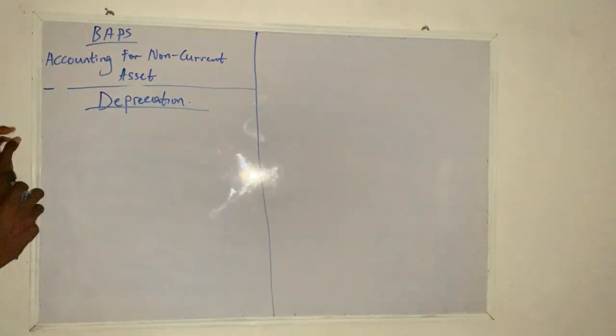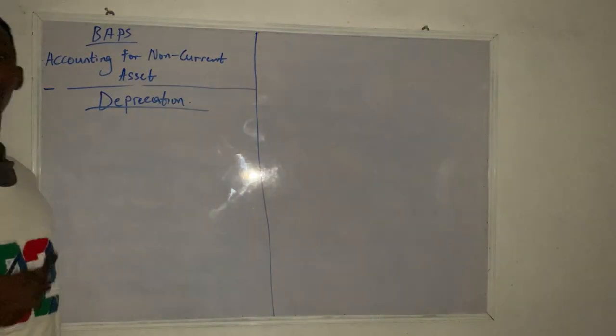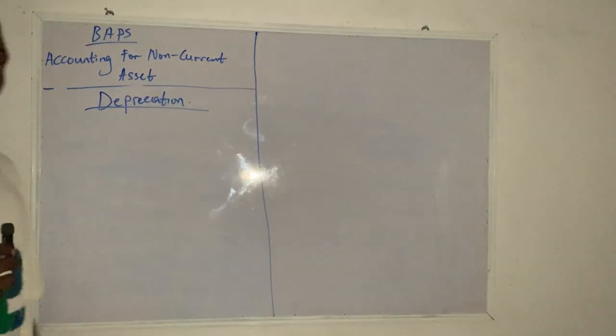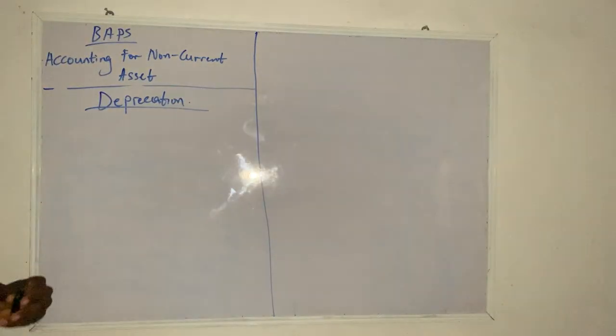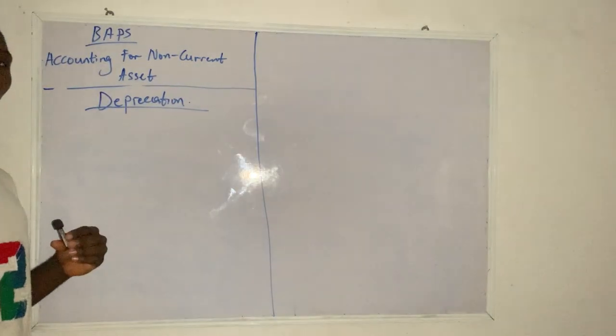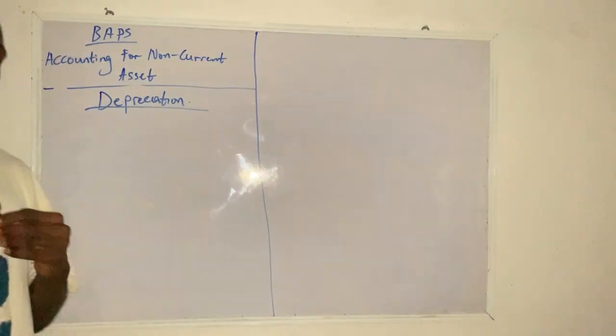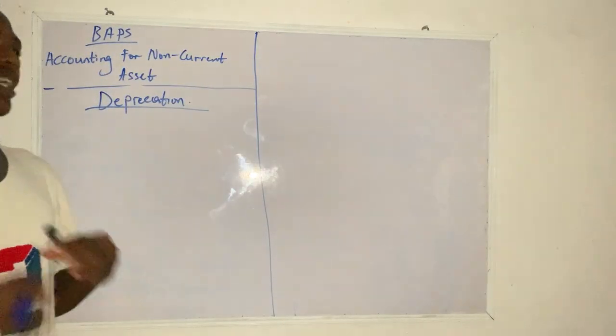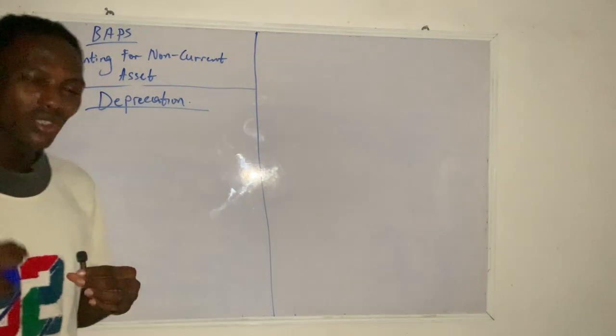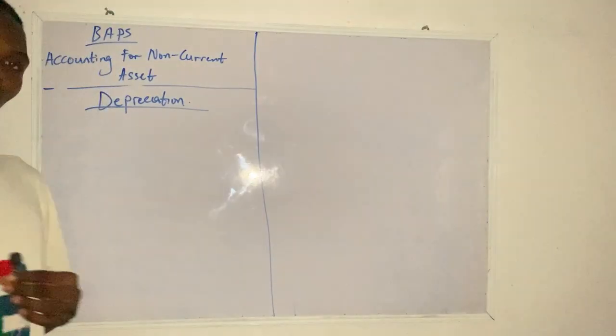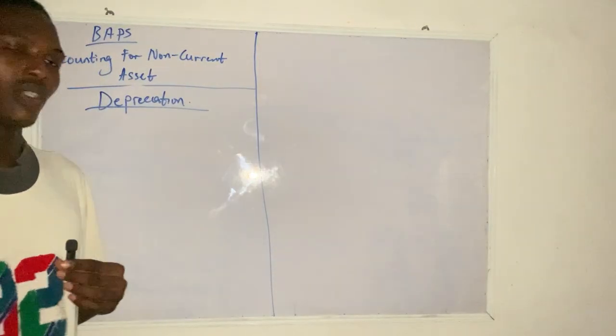And we are still on the topic accounting for non-current assets. But this time around, we are dealing with depreciation. So now, what do you think depreciation is? Depreciation is the continuous and permanent reduction in the value of an asset. So that's just the way I'm going to put it. It's the continuous and permanent reduction in the value of an asset.